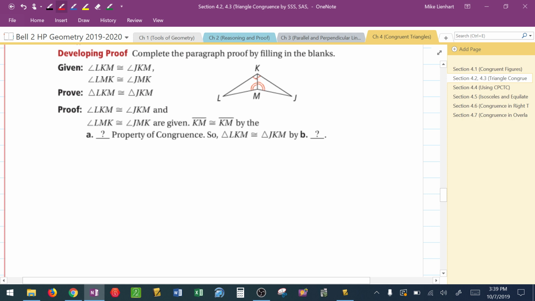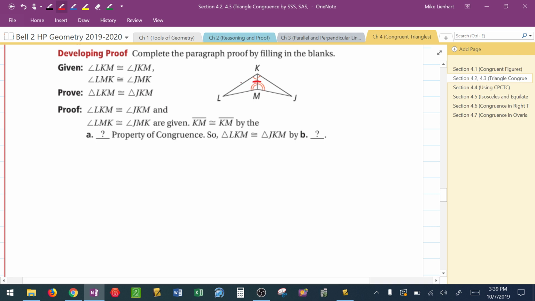So right now I'm seeing two angles that are congruent. Got it? I go LMK, there's the double tick mark, and JMK, angle JMK, those two angles are congruent. So right now I'm thinking angle, angle. So I need some other information. There's not enough. Well, one thing that I notice is that this side, KM, is congruent to itself. All right, we just talked about that.